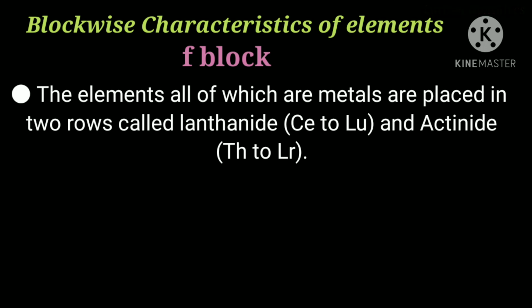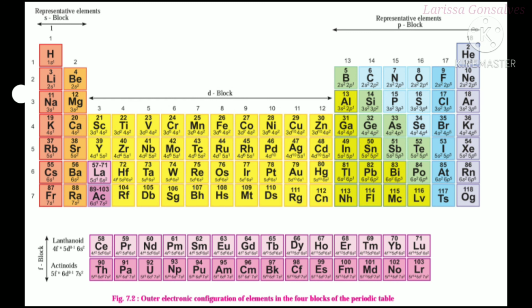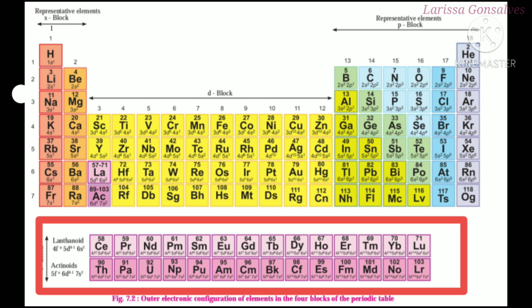Next are the characteristics of f block elements. The f block contains elements, all of which are metals, placed in two rows. They are called the lanthanide series and the actinide series. The lanthanide series begins from cerium with atomic number 58 and ends with lutetium with atomic number 71. The actinide series begins with thorium having atomic number 90 and ends with lawrencium having atomic number 103.